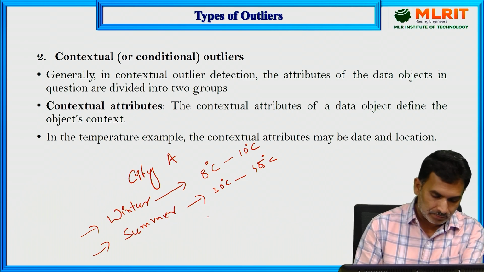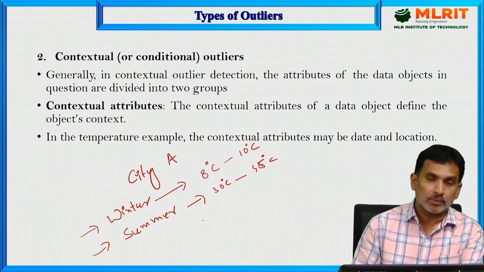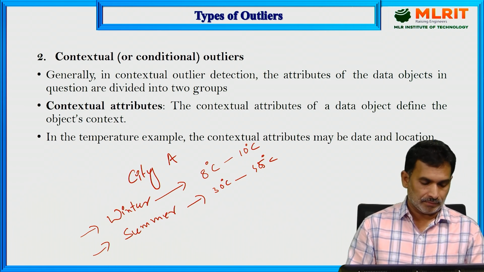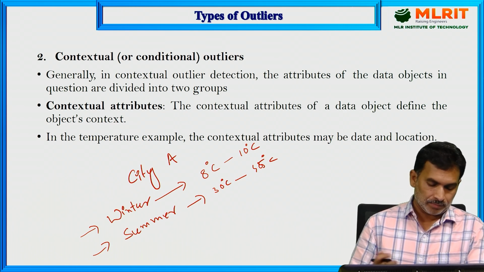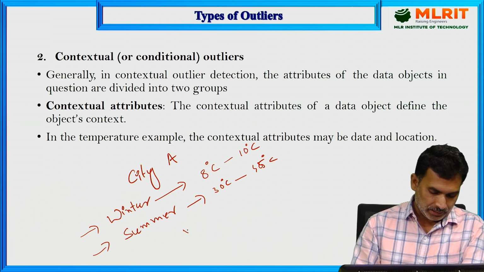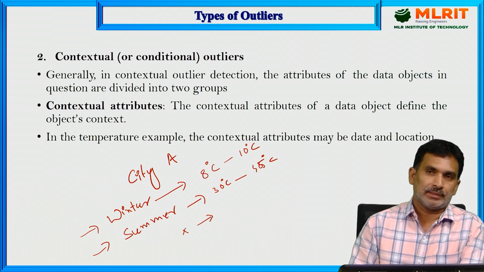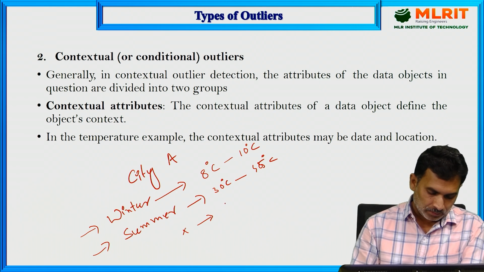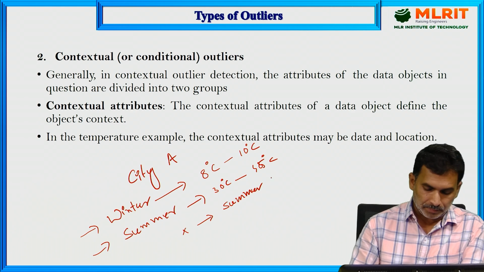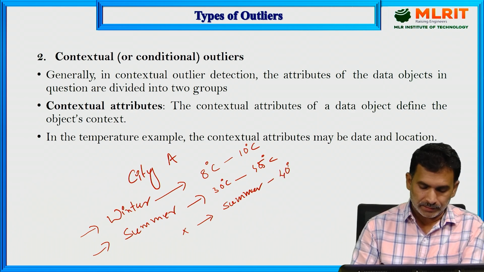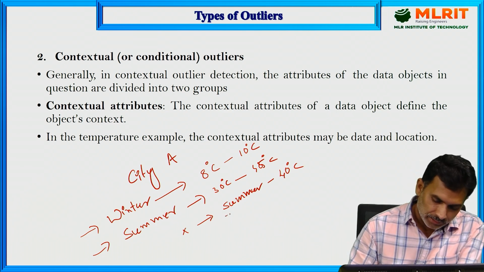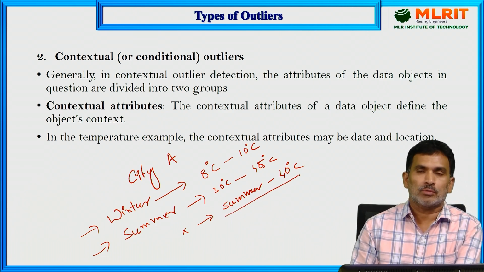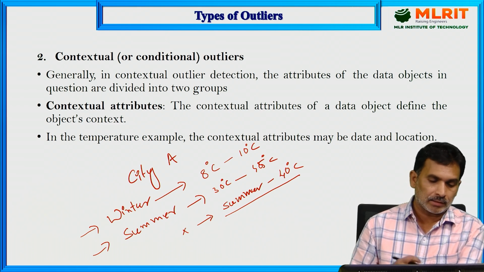Suppose you have collected the temperature data from this city for an entire year, or the first few years of data, and one data point or tuple has a summer temperature of some 40 degrees Celsius. In that case, it would be considered an outlier. That is the global outlier case.